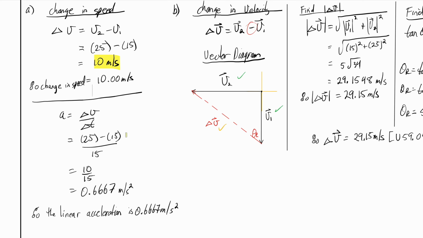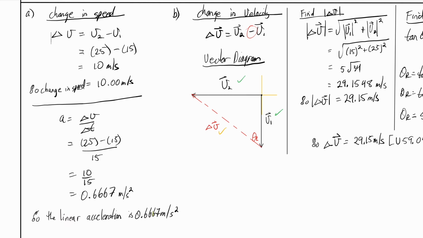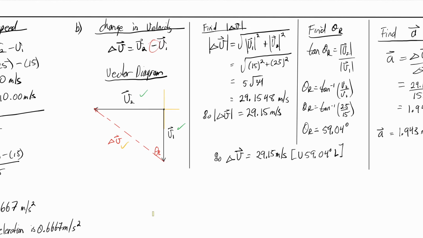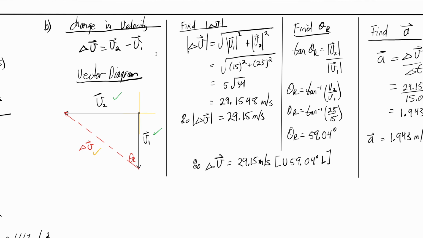Now, to find the average acceleration, that's going to be your change in speed over your change in time. So 25 minus 15 over 15, that's 10 over 15 or 0.6667 meters per second squared. So calculating the linear acceleration is very, very trivial. However, things get interesting when we have to do the vector stuff. So when we do the change in velocity, delta V is equal to V2 minus V1.